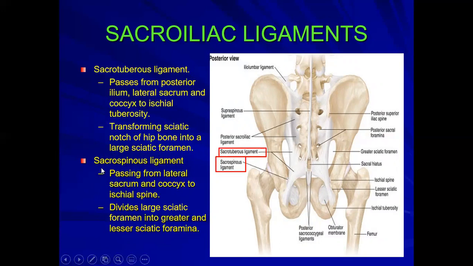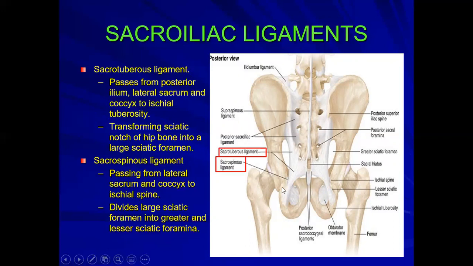And then we have the other ligament here, the sacrospinous ligament. If you see here, this is the sacrospinous ligament. It passes from the lateral sacrum and coccyx to the ischial spine.